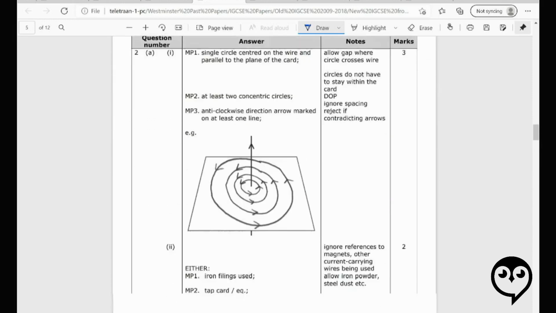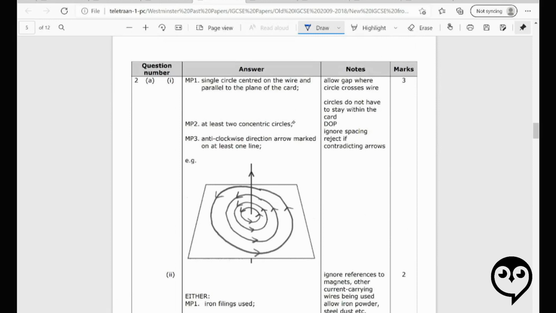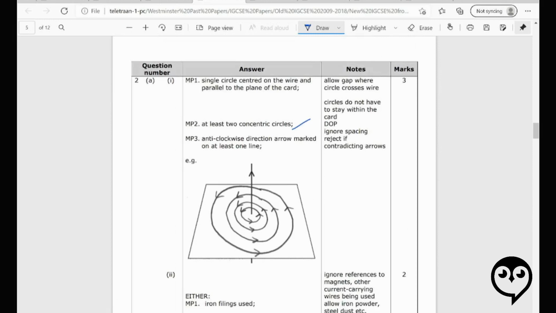Up to the earlier part of the question, let's see, at least 2 concentric circles. They always want that. Anti-clockwise direction, single circle centered in the wire and parallel to the plane of the card. Well, that's how we had drawn that. Okay, so 3 marks. They didn't really care about the spacing in this case. Some exam boards, some questions, they will want a larger distance as you get further out, so just be aware. If you just draw 1 circle, you got a mark. The rest is extra here.